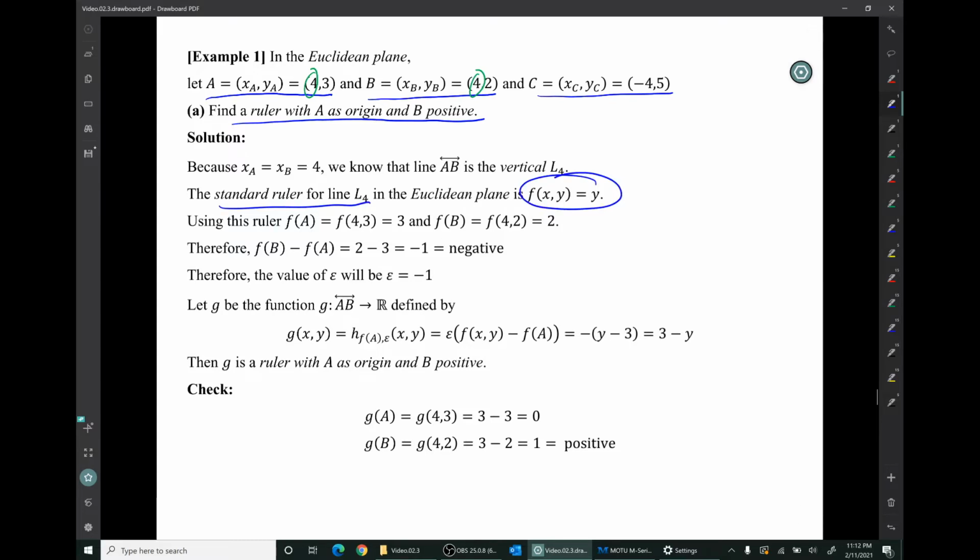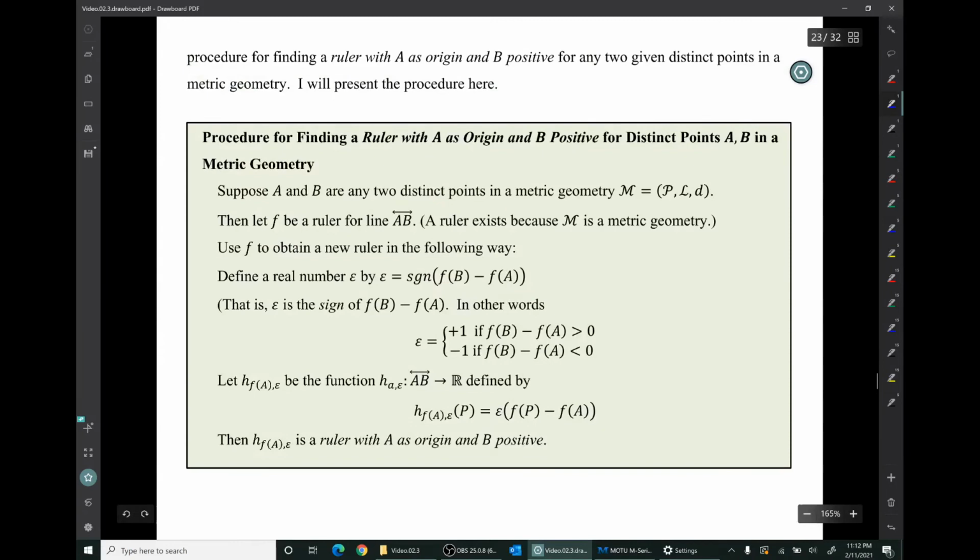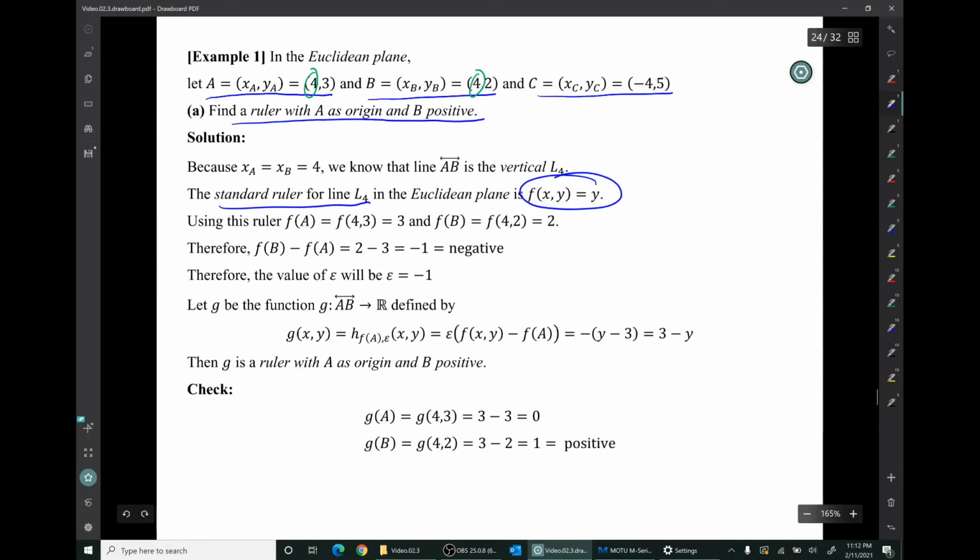Now that we've got that standard ruler, what are we supposed to do? Well, we have to find the value of epsilon. We have to figure out whether epsilon is +1 or -1. To do that, we have to find f of b minus f of a and figure out whether it's positive or negative. Using our standard ruler, we find f of a is the number 3, and f of b is the number 2. So the difference, f of b minus f of a, is 2 minus 3, so we get the number -1. That's a negative number.